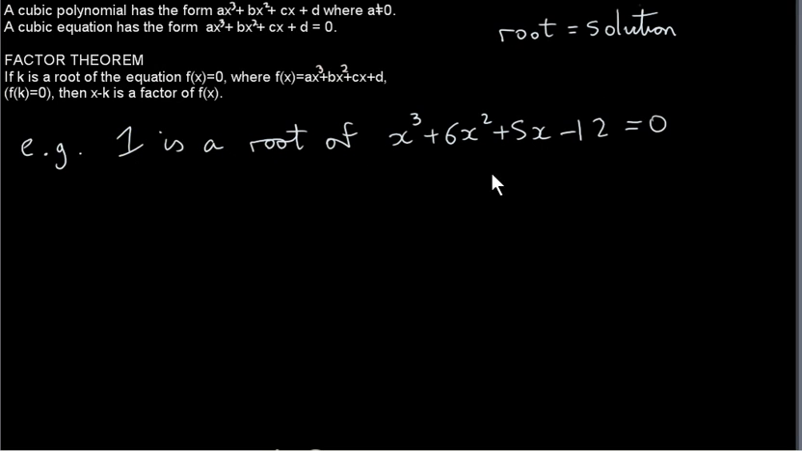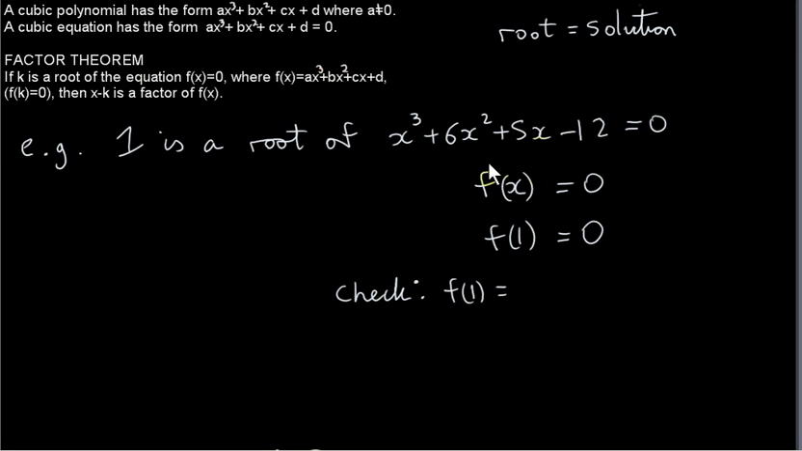Now what does that mean again? It means that if we call this expression f of x, then we have the equation f of x equals 0. If we put 1 in for x, we get f of 1 equals 0. So that's what it means for 1 to be a root of this equation. F of 1 should equal 0. Let's just check that. Let's get f of 1.